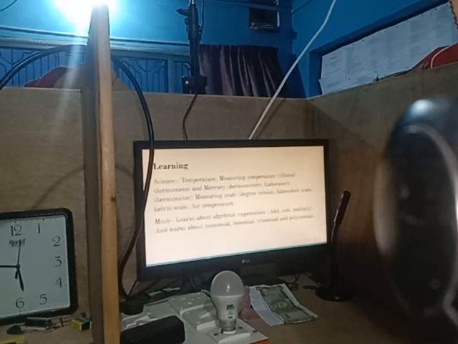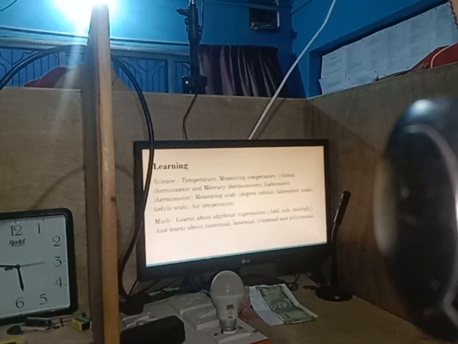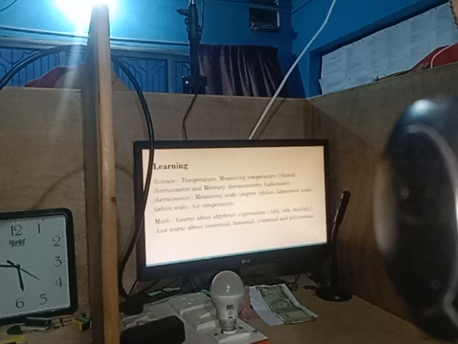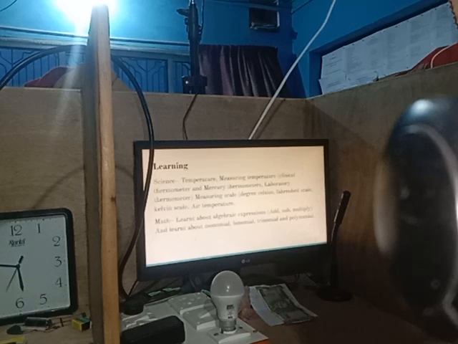The clinical thermometer can measure a minimum of I think 32 degrees Celsius, and a maximum of 42 degrees Celsius. And the laboratory thermometer's minimum is minus 10 degrees, and maximum is 110 degrees. So from above 42 degrees Celsius, the laboratory thermometer can measure.